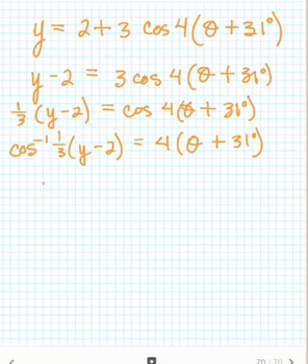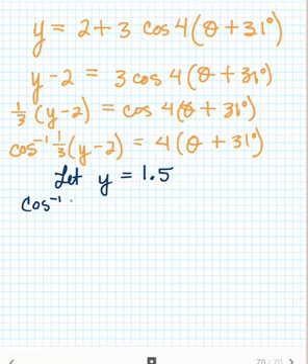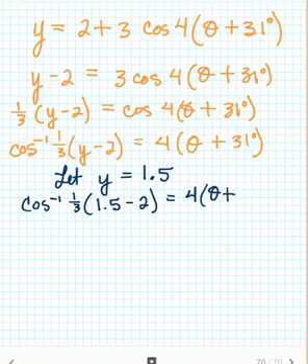Now I want to find the first 3 positive values of theta for which y equals 1.5. So I'll go ahead and substitute in, and I'll let y equal 1.5, just to put a different color up here. So it's the arc cosine of 1/3 times (1.5 minus 2) equals 4 times theta plus 31 degrees. And so I get negative 0.5 there.